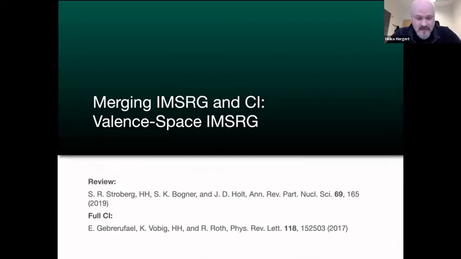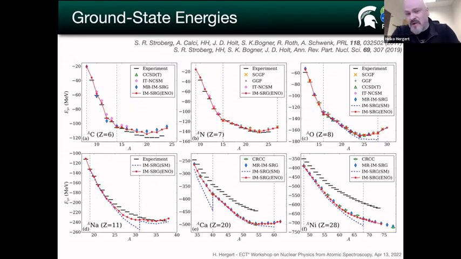Okay. First, a few words about the valence space IMSRG, the merger of in-medium SRG with CI methods. You can look at this recent review that was led by Ragnar Stroberg. And here I'm just giving you an overview of what this method can achieve and how it relates to all kinds of other ab initio approaches.